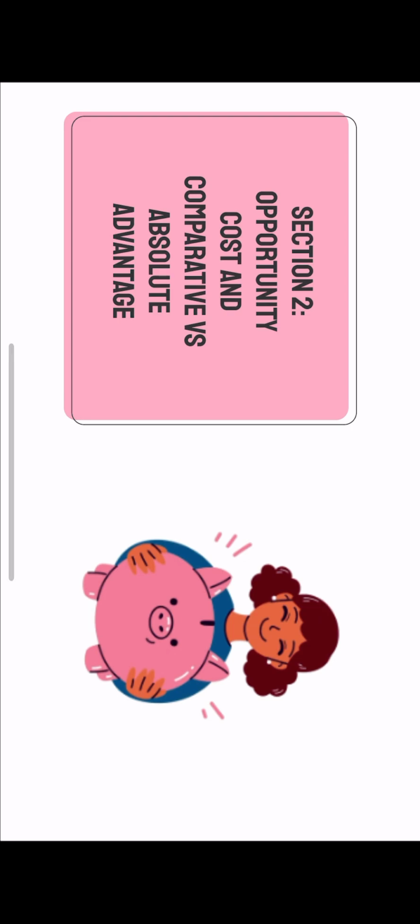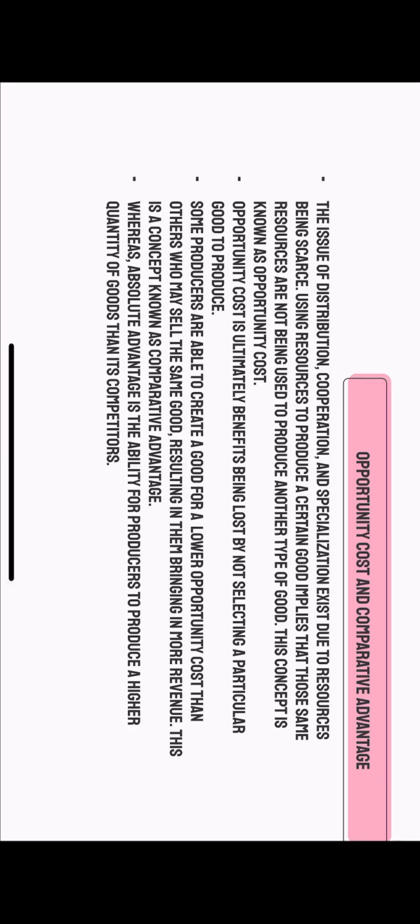Section 2. Opportunity cost and comparative versus absolute advantage. The issue of distribution, cooperation, and specialization exists because of resources being scarce. Using resources to produce a certain good implies that those same resources are not being used to produce another type of good. This concept is known as opportunity cost. Opportunity cost is ultimately benefits being lost or received by selecting or not selecting a particular good to produce.